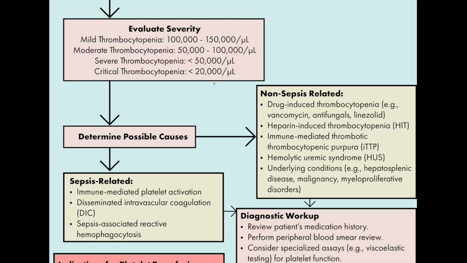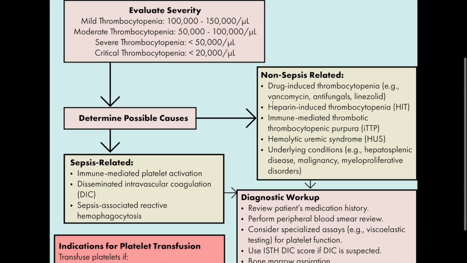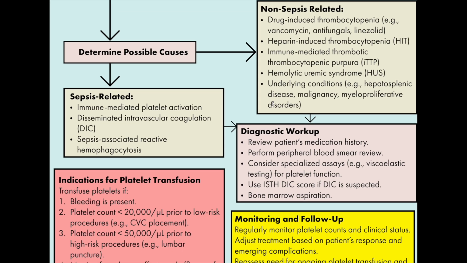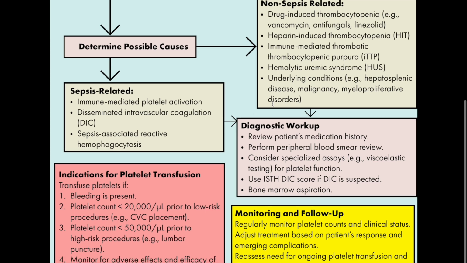Heparin is a common factor. Immune-mediated thrombocytopenic purpura is important. HUS and underlying conditions must be kept in mind. So once you have figured out what could be the possible causes, take a proper history, send peripheral smears, do specialized viscoelastic tests, do your scorings, and finally, if nothing comes up and you are still clueless regarding the diagnosis, probably it's better to go for a bone marrow aspiration.